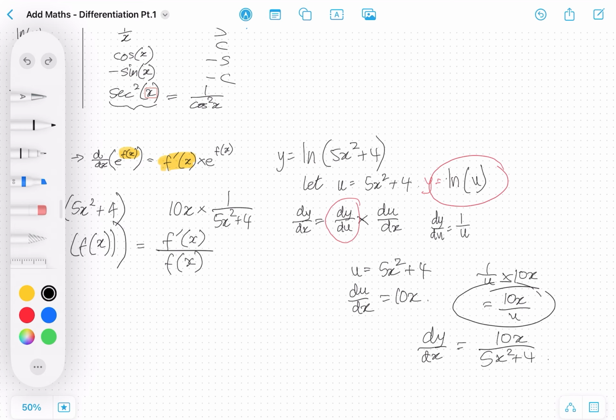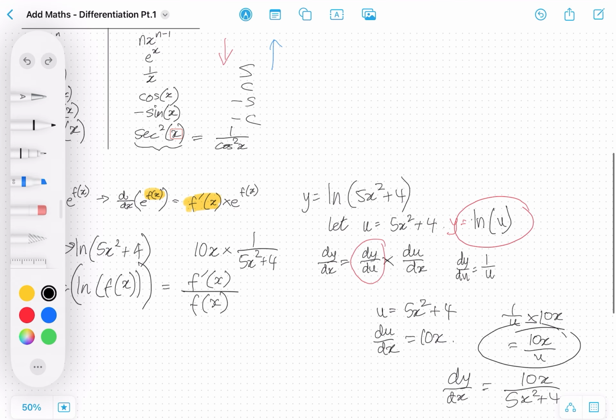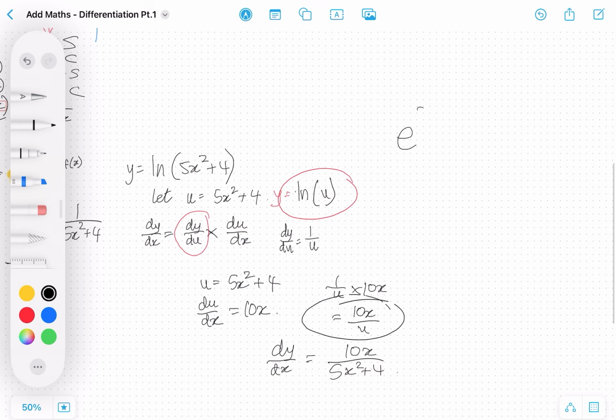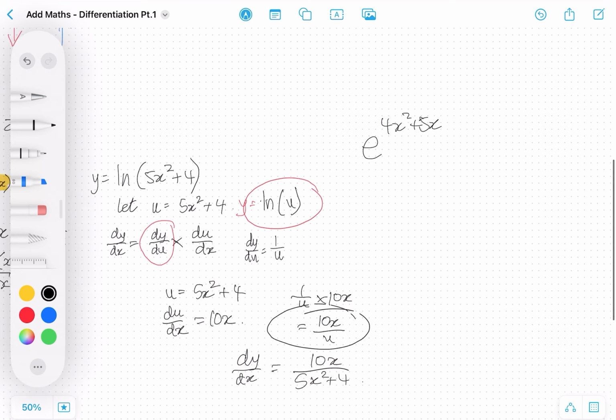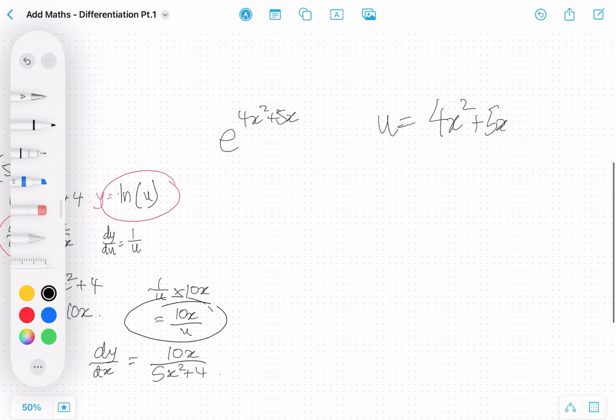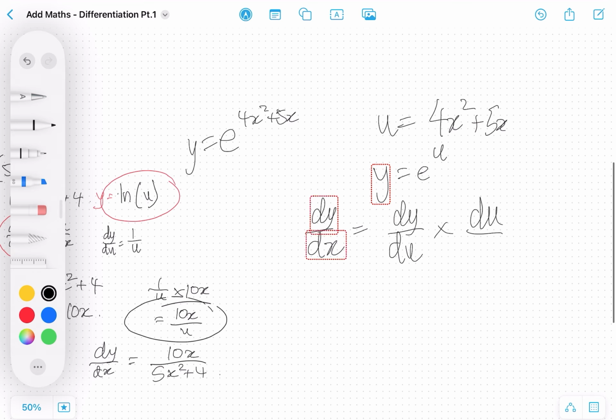And in fact, you can apply this to any of these functions that we will discuss. So if we relate it to the example e to the power of 4x squared plus 5x, if we apply the same thing and we let u equal the inner function 4x squared plus 5x, so now y equals e to the power of u, and dy by dx equals dy by du multiplied by du by dx.